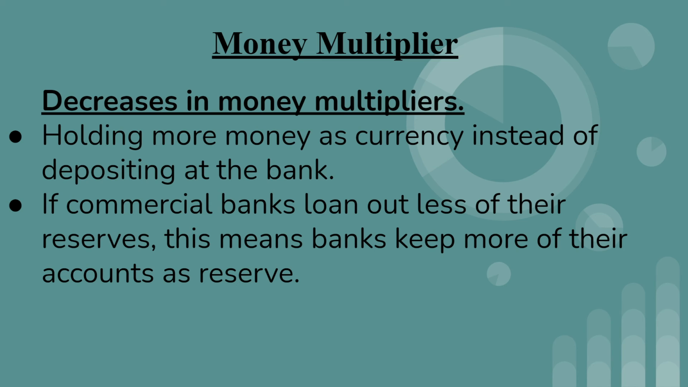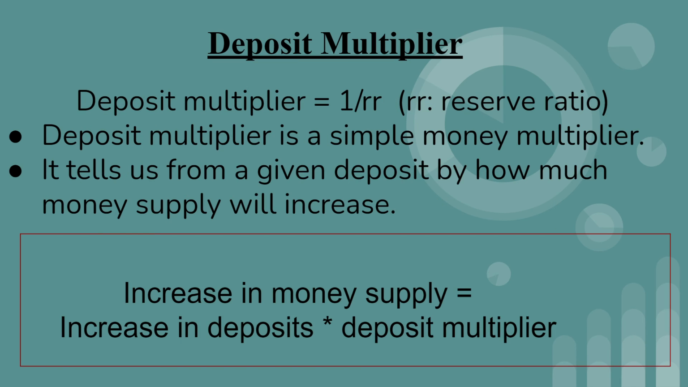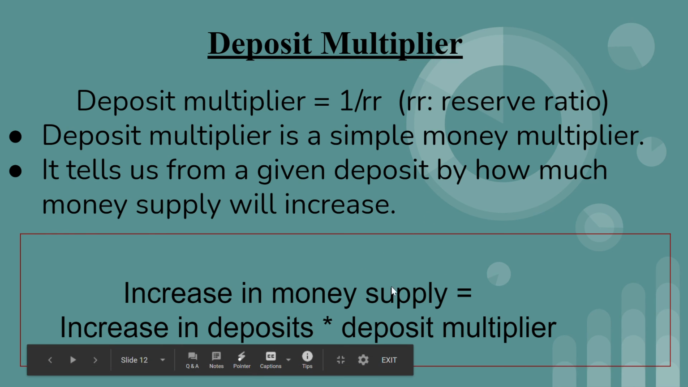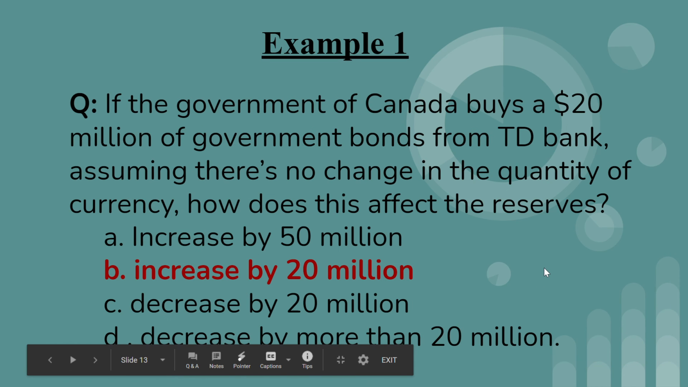So holding money as currency instead of depositing it at the bank is going to decrease the money multiplier. And also if the bank loans out less of their reserves, it's going to decrease the money multiplier as well. The deposit multiplier is 1 over the reserve ratio, and the formula for the increase in money supply is equal to the increase in deposits times the deposit multiplier.